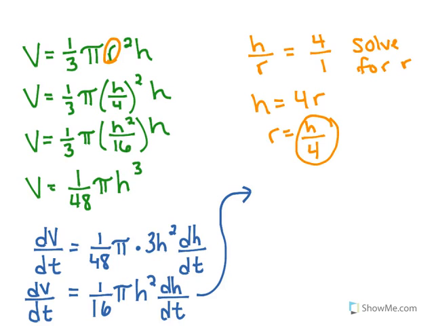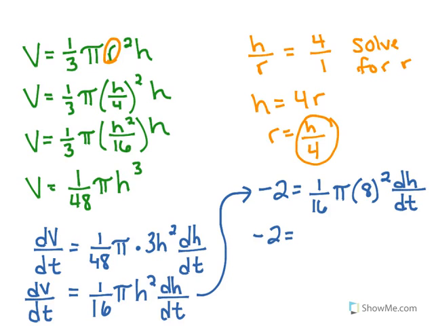Okay? So what do we know? We know that dV/dt is -2. We have 1 over 16 pi. And we know that h was equal to 8. And what we don't know is dh/dt. So I'm going to simplify the right-hand side. So 8 squared is 64. 64 times 1 over 16 is 4.